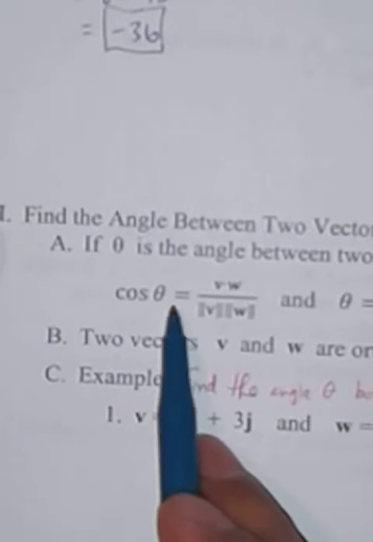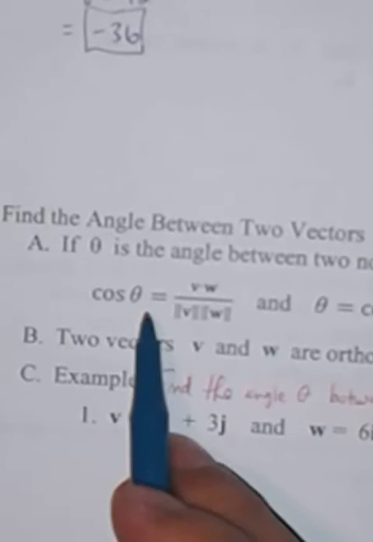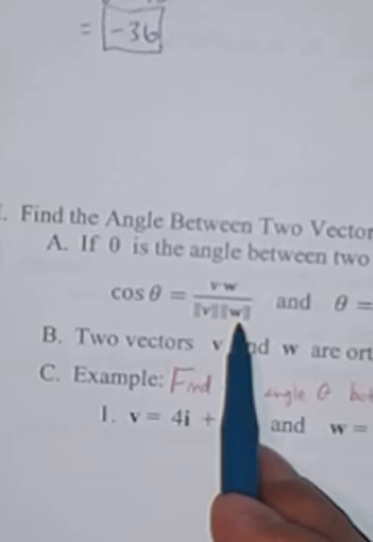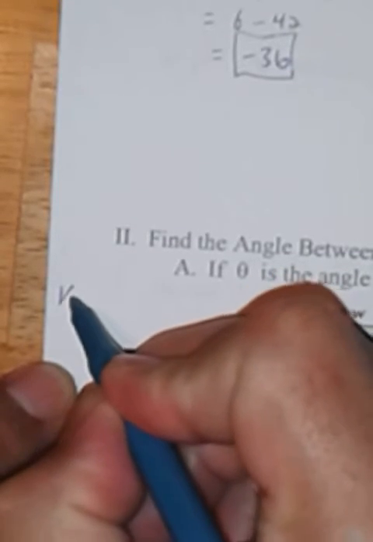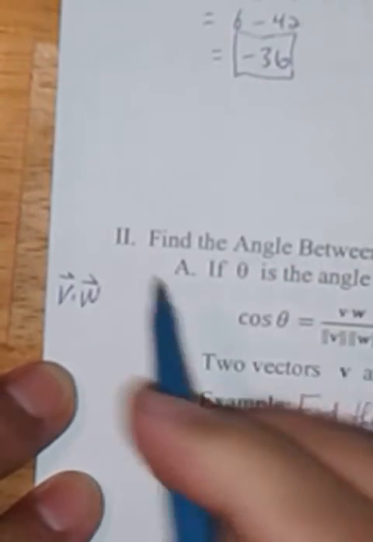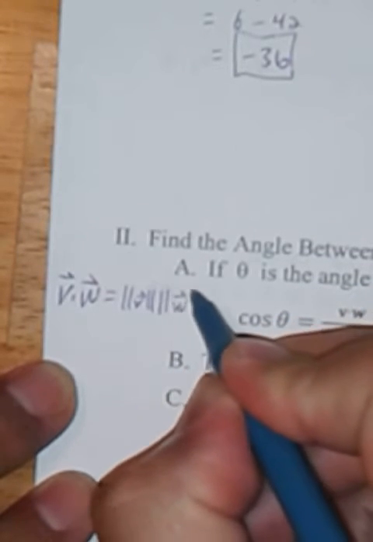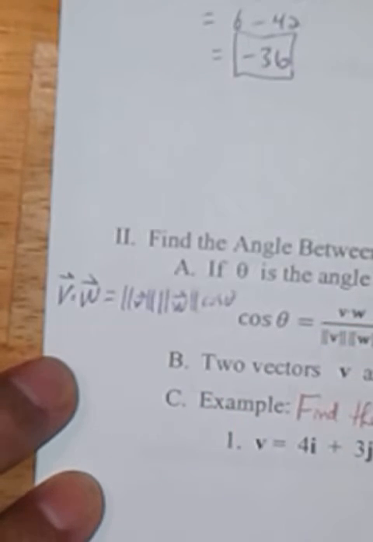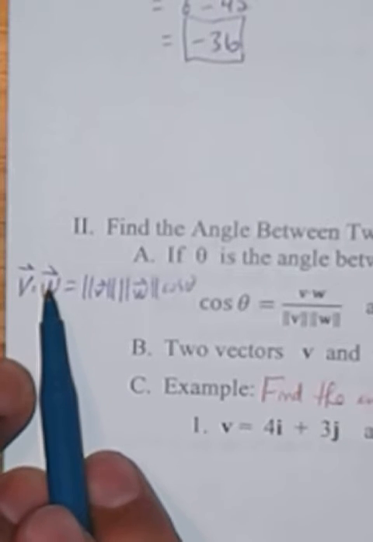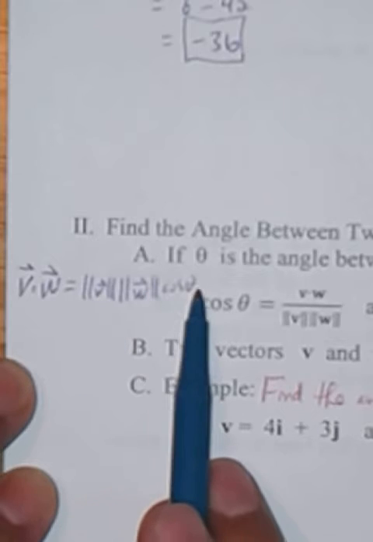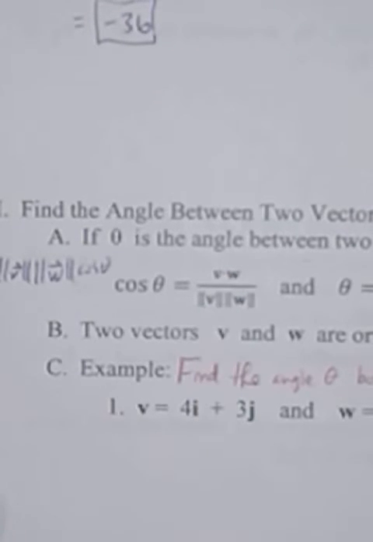Notice we can rewrite this. Theta is cosine inverse of that, right? But notice we can write cosine theta equals V dot W over magnitude of V magnitude of W as, if we multiply by magnitude of V magnitude of W, V dot W, the dot product, equals magnitude of V times magnitude of W times cosine theta. Okay, it's just a different way of writing that equation. Notice you can find the dot product if you know their magnitudes and the angle between them, or you can find the angle between them if you know their dot product and their magnitudes.